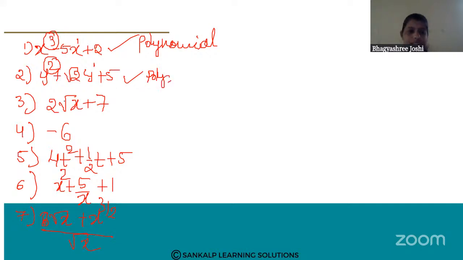Okay, next, 2 root x plus 7. Yes, dear children, observe carefully. Is it a polynomial? Third one, is it a polynomial? Some are saying yes, some children are saying no.